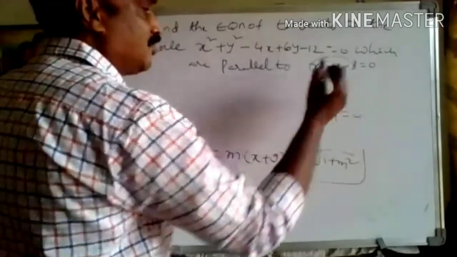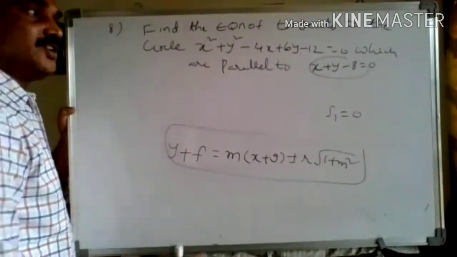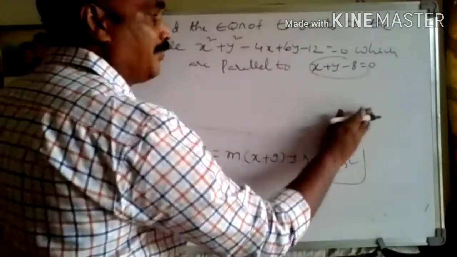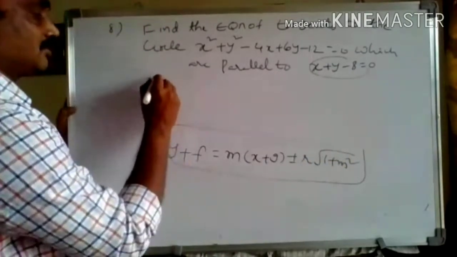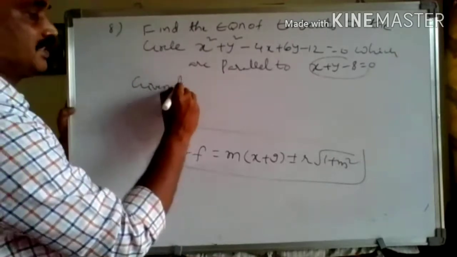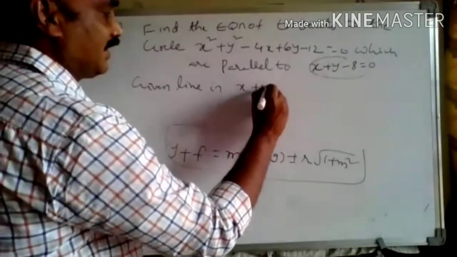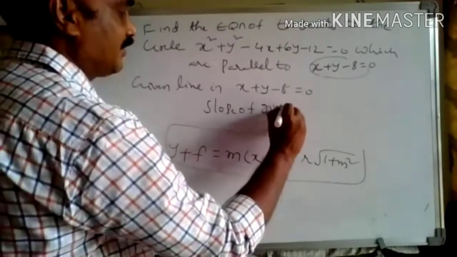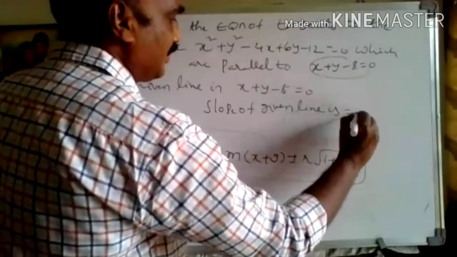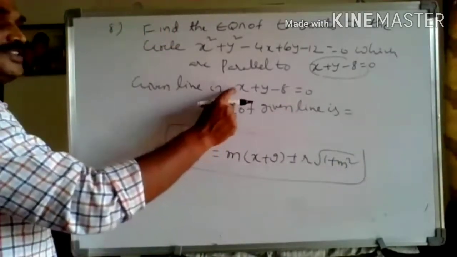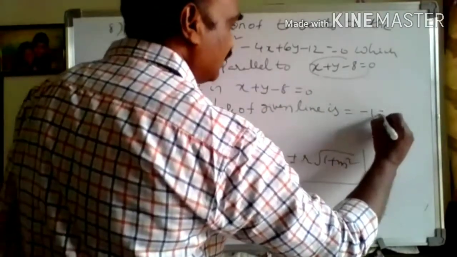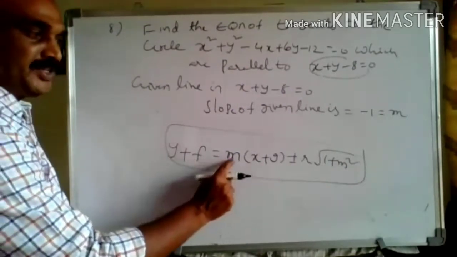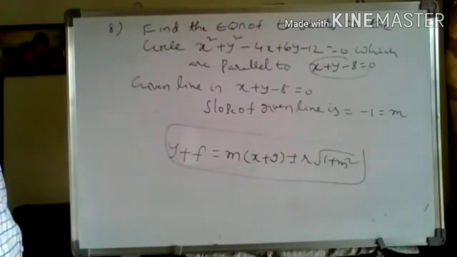So, parallel to the line: two lines are parallel, so slopes are the same. If the line is parallel, the slope does not change. The slope of this line is the slope of the parallel line. The given line is x plus y minus 8 is equal to 0. The slope of the given line, by the formula minus x coefficient by y coefficient, is equal to minus 1, so m is equal to minus 1. The equation of tangent formula is y plus f is equal to m into (x plus g) plus or minus r into root 1 plus m square.